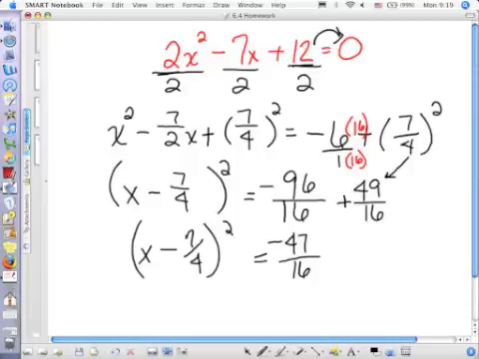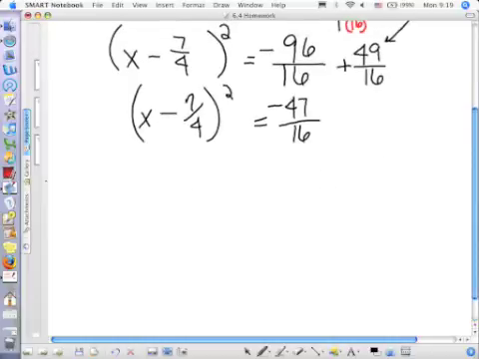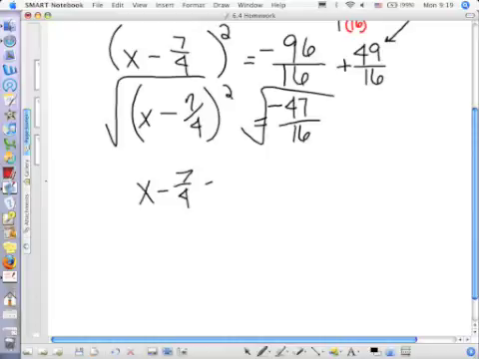So we take the square root of both sides, and I'm going to be dealing with what kind of numbers here? Imaginary numbers, because I'm going to be looking for the square root of a negative. So I have x minus 7/4 equals plus or minus. That part's easy. There's no thinking involved. Can you reduce 47 to anything other than 47? No. But this is the square root of what? A negative. So I have to show i on the outside, and then the square root of 47.